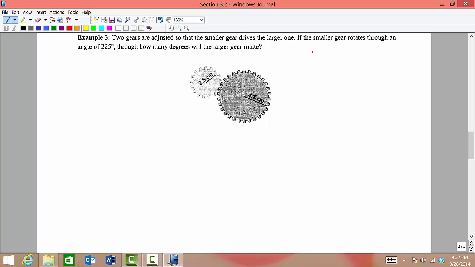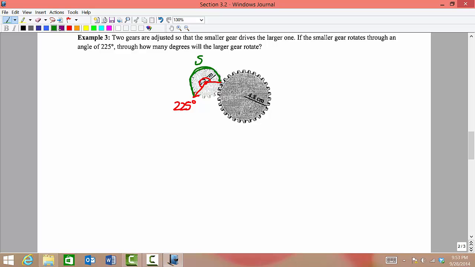If the smaller gear rotates through an angle of 225 degrees, so let's go ahead and mark off what 225 degrees would look like. So it turns through a central angle of 225, and as it goes through that angle, there's an arc length that we can measure for that angle as well on the gear. So a point on the gear would move from here, let's say, all the way to here as we rotate through 225 degrees. We're going to call this arc length S.